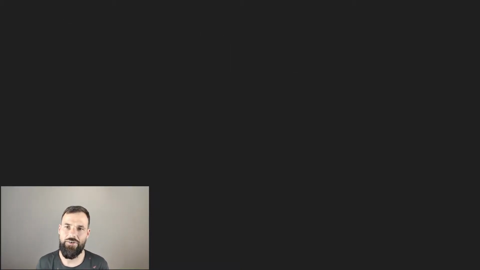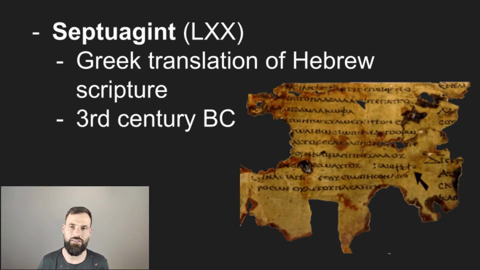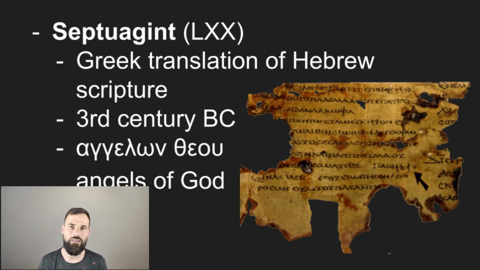To understand the story and possible reasons for these two readings, we should dig into the oldest texts we have. That gives us much better insights than a review of modern translations. So let's do that now. And let's start with the Septuagint. The Septuagint is a Greek translation of the Hebrew text created roughly in the 3rd century BC. And most manuscripts of the Septuagint have angelon theou, that is, angels of God.